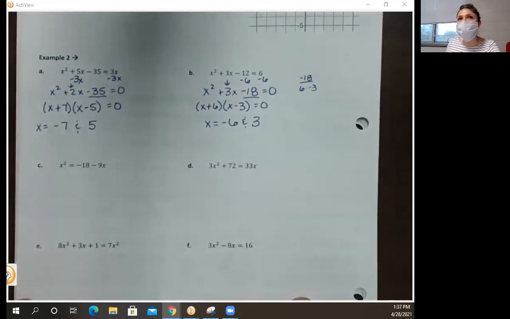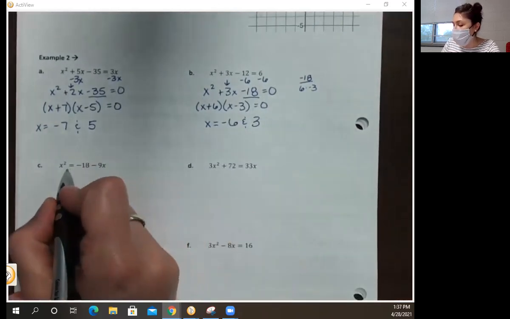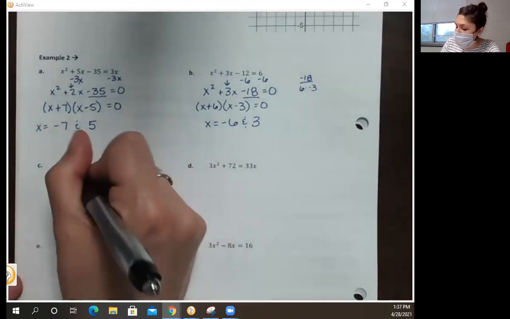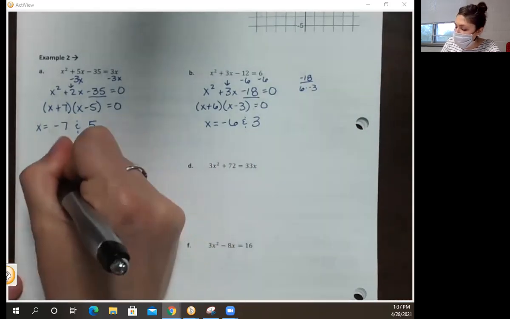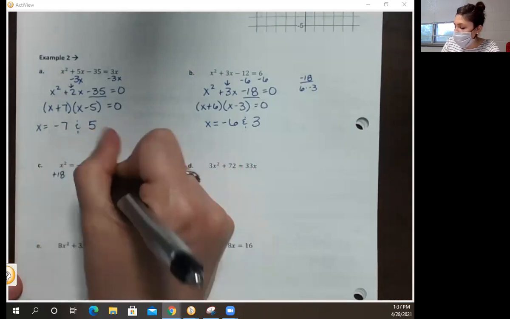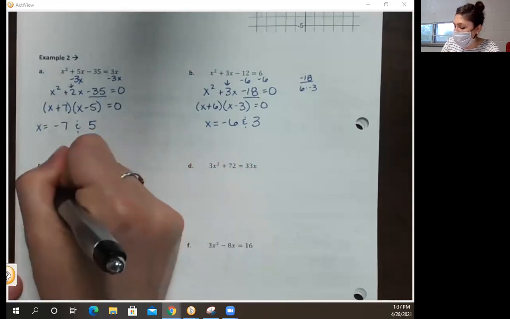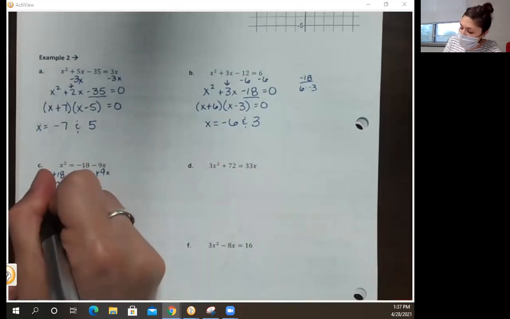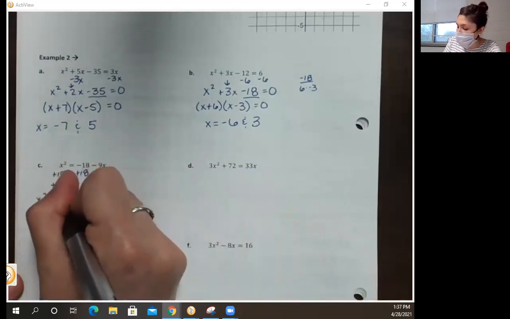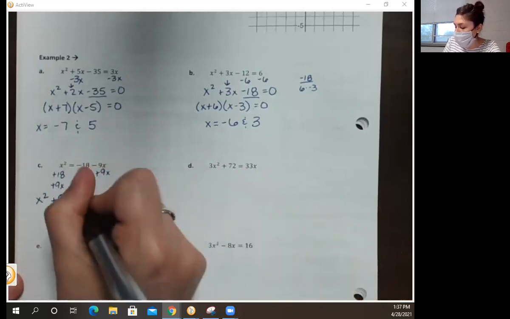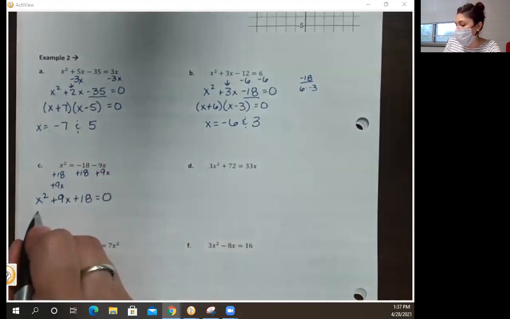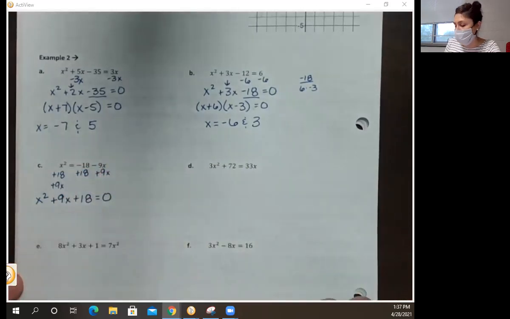Okay, let's hop down to C. So for C, again, I want to move everything to the same side. I'm going to move everything to the x squared side. That means I have to add 18 and I have to add 9x. Now, when I rewrite this, I want to make sure that I'm writing it in standard form. So I want the x squared term first, then the x term, then the constant term. I want standard form so that I can factor.